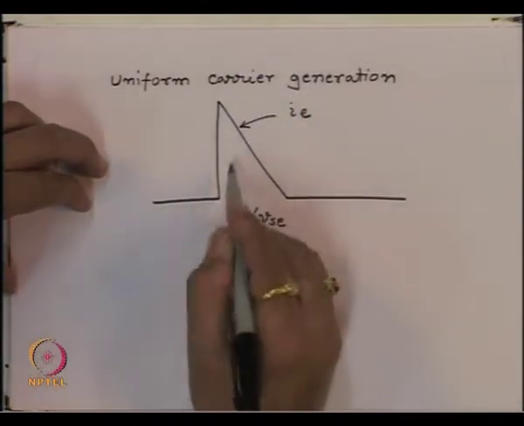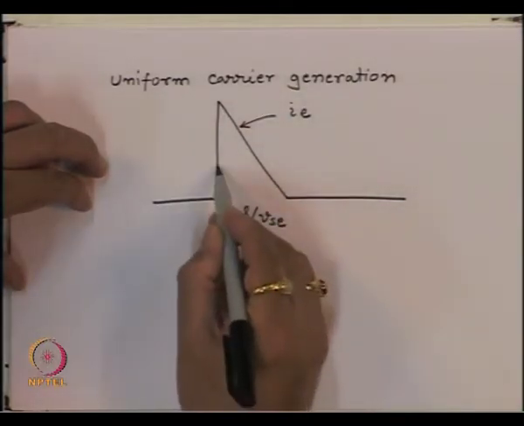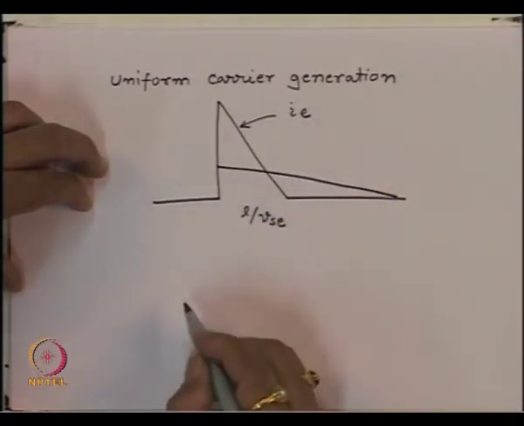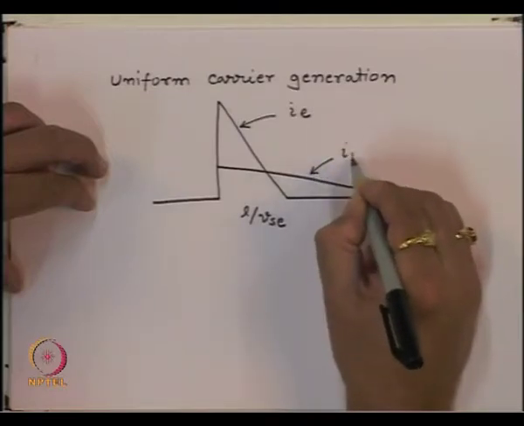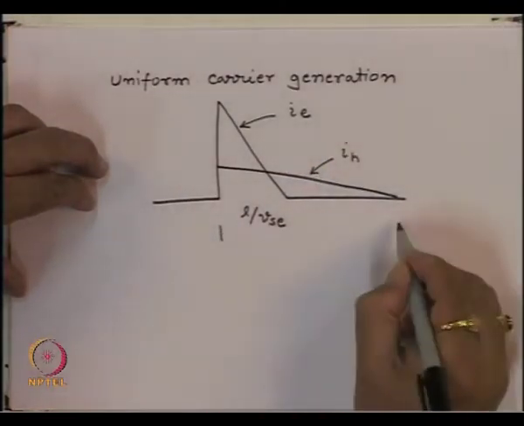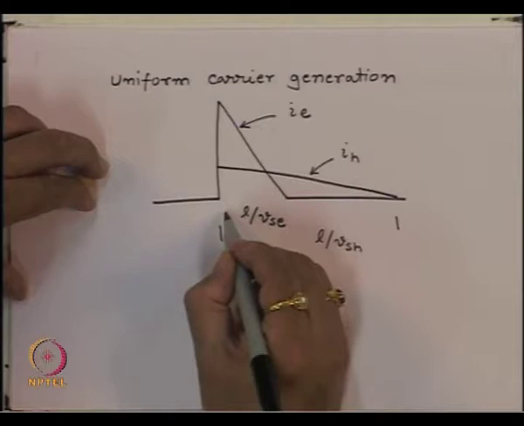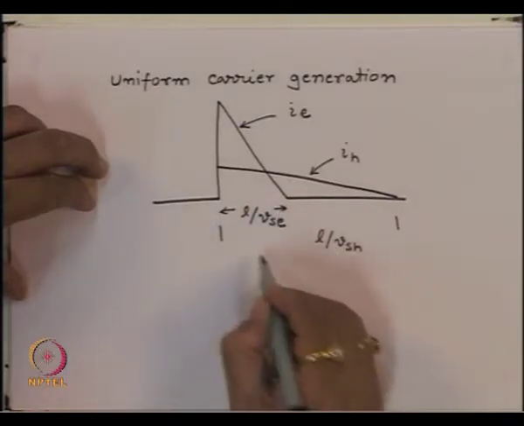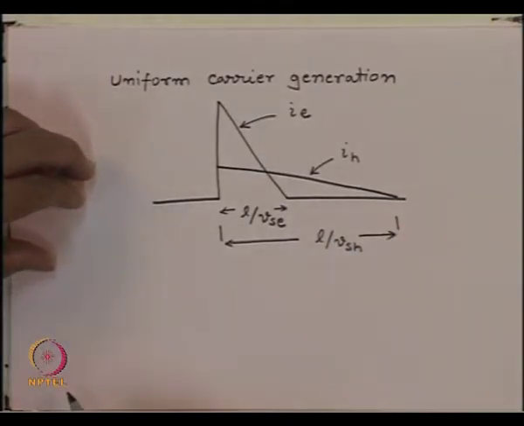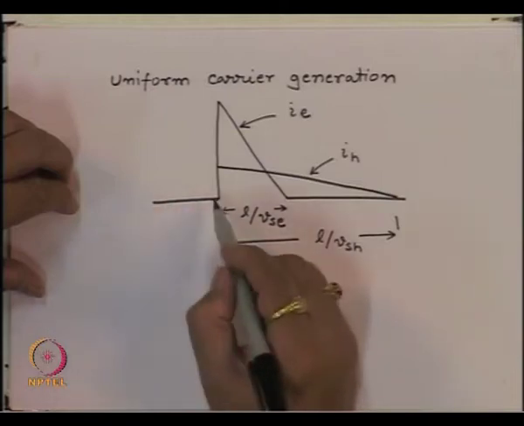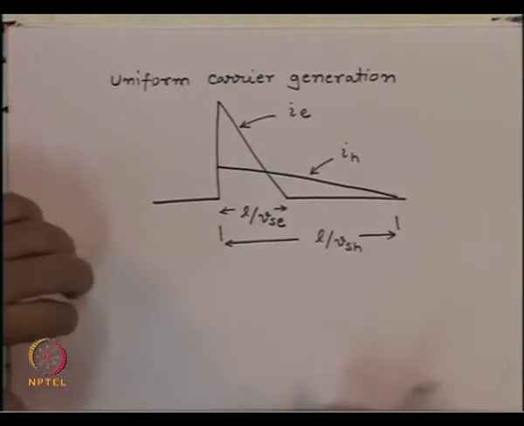and then there will be a hole current again which will have the same behavior like a triangular one, but its amplitude will be less and it will flow for a longer time. So, it will go like this. So, this current is I_H, and this time from here to here will be L divided by V_sH. So, in the external circuitry we will have a current which is the sum of these two. So, we will get a current shape which will look something like this.